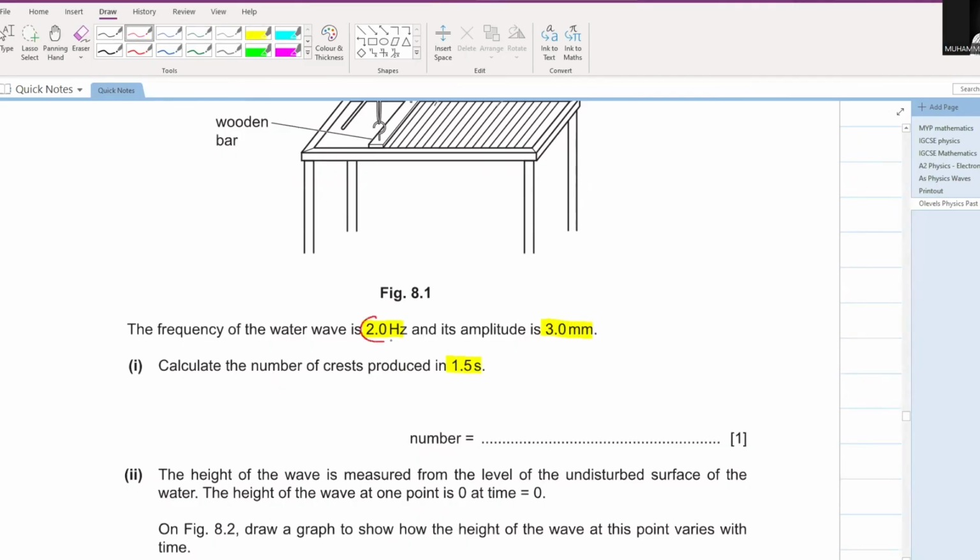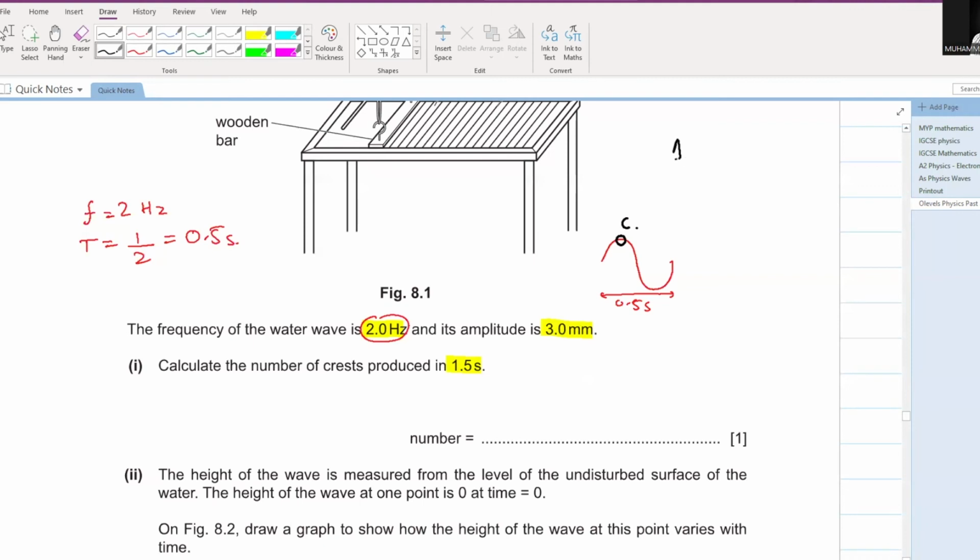आपको फ्रीक्वेंसी गिवन है? यस सर गिवन है. फ्रीक्वेंसी से क्या आप टाइम पीरियड निकाल सकते हो? जी बिल्कुल निकाल सकते हो. टाइम पीरियड इज इक्वल टू 1 ओवर फ्रीक्वेंसी. 1 ओवर 2 इज इक्वल टू योर टाइम पीरियड दैट इज 0.5 सेकेंड्स. बेटा इसका मतलब ये है कि 0.5 सेकेंड्स में एक वेव कंप्लीट हो रही है. एंड कैन यू हम्बली रियलाइज दैट 0.5 सेकेंड में ही आपके पास एक क्रेस्ट आ रहा है.